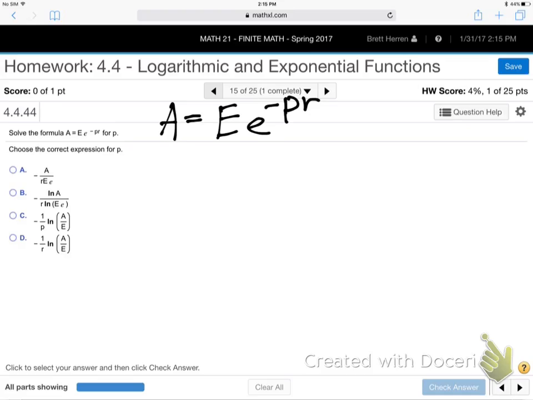Good. Yeah, first step is you've got to get rid of the capital E, don't you? Because we can't have numbers in front. So first step, before you do the natural log of both sides, first divide by the capital E. Get rid of that. Then do natural log of both sides.